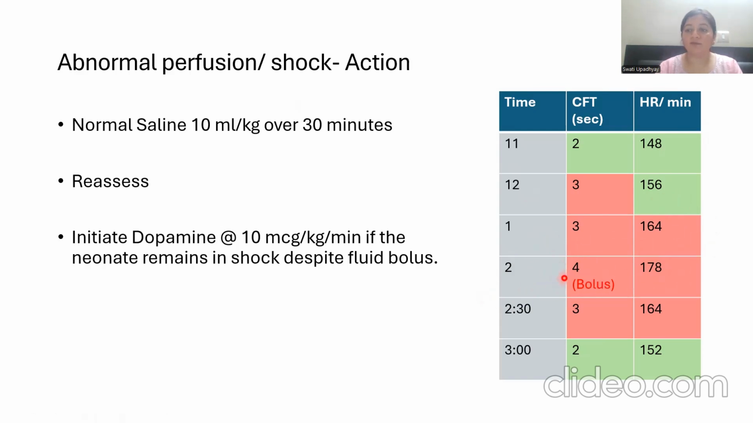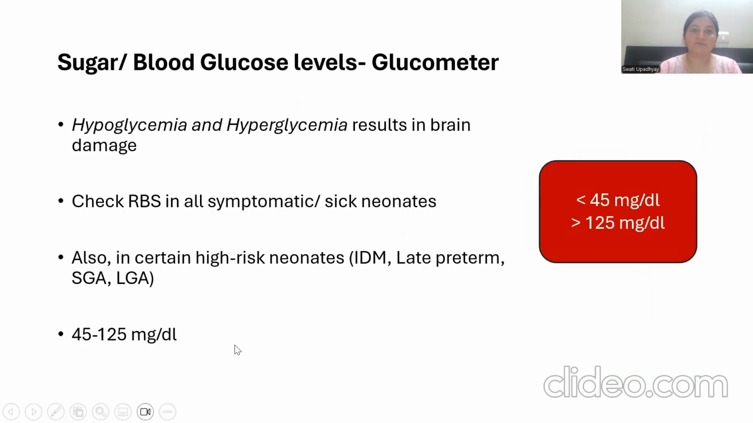Now what action has been taken? A bolus of 10 ml per kg has been given, and over the next half to 1 hour the baby's status has started stabilizing. So by measuring such simple CFT and heart rate, timely action could be taken to prevent further worsening of the baby's condition. Remember, you don't have to wait for the BP to fall. Fall of blood pressure or hypotension is a late sign. We should be able to pick up abnormal perfusion at this stage itself.